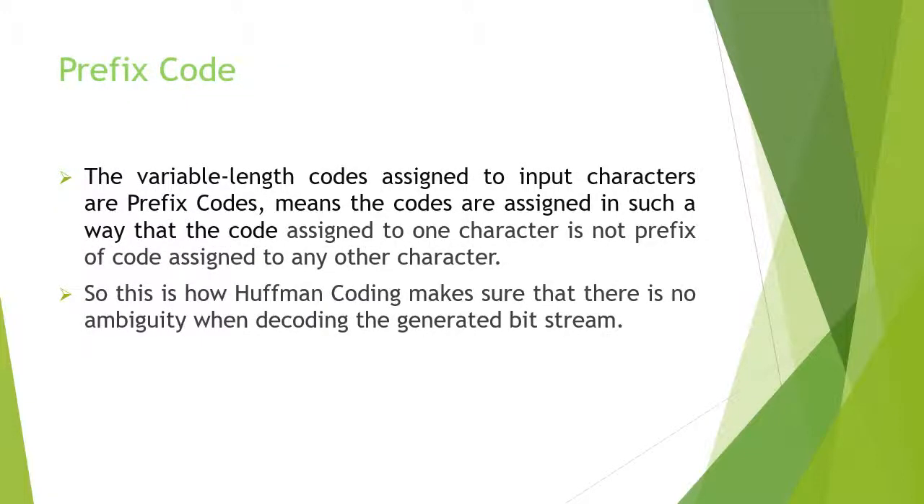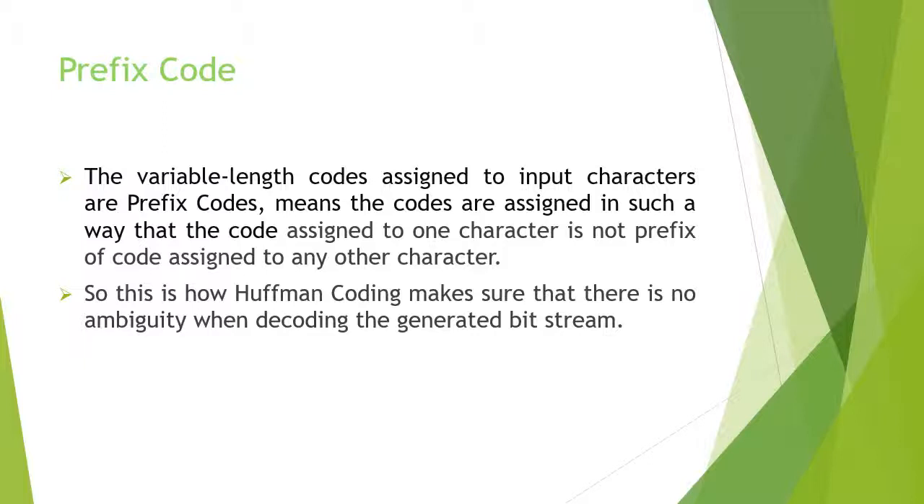Now, let's learn what a prefix code is. A prefix code is a code in binary, which is a formation of zeros and ones. Let's see the definition. The variable length codes assigned to input characters are prefix codes. For this, let us consider the character A, and the code assigned to it is 00. This is what this line says.